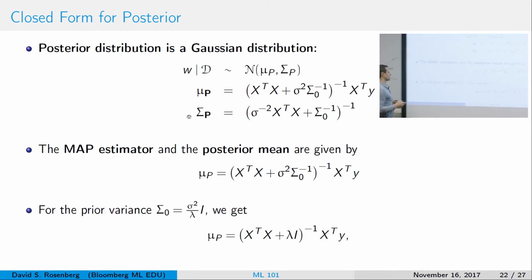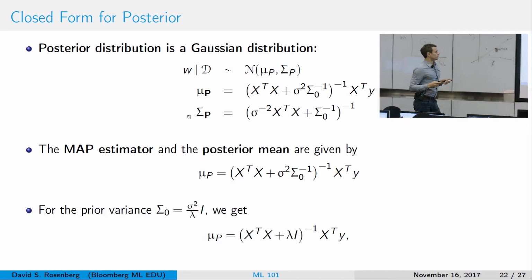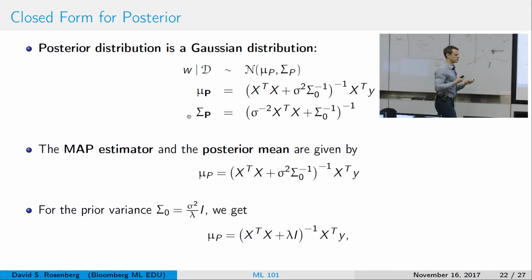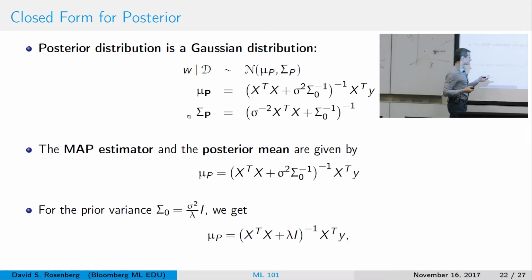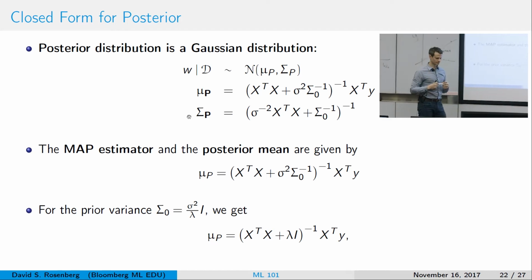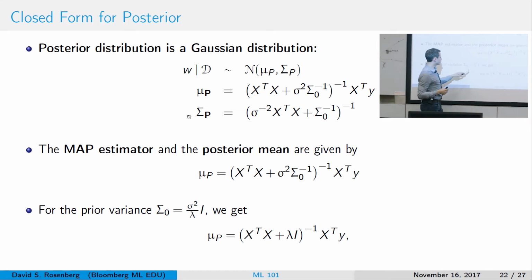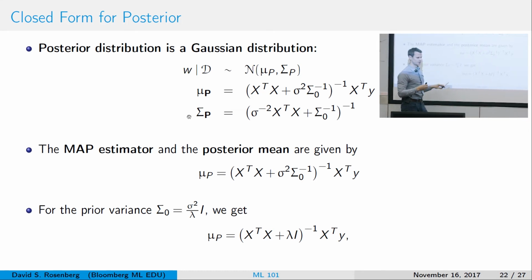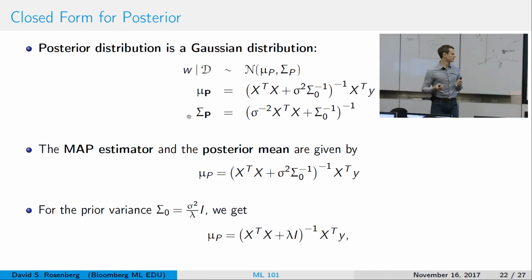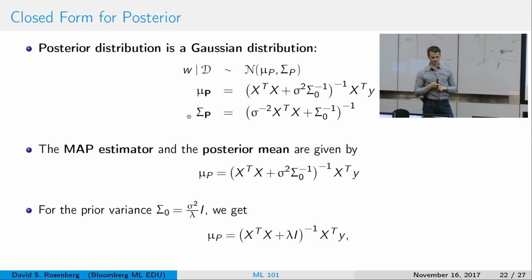Great. Now the correspondence to ridge regression. If we had chosen our prior covariance, sigma 0, to be sigma squared over lambda times I, where lambda is what we just introduced, then we get this as the posterior mean and posterior mode, which is a spot-on exact match for the solution for least squares ridge regression.